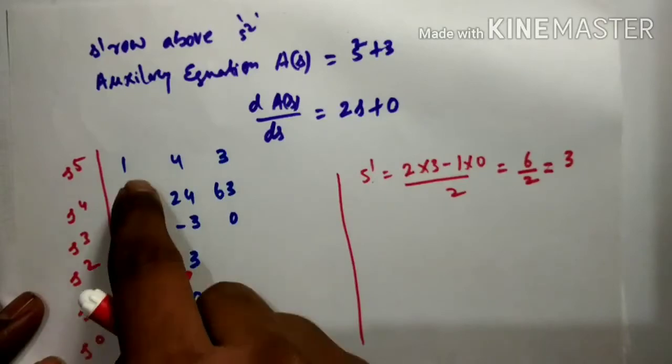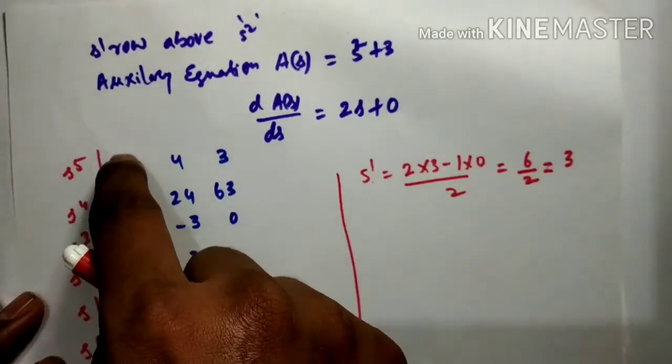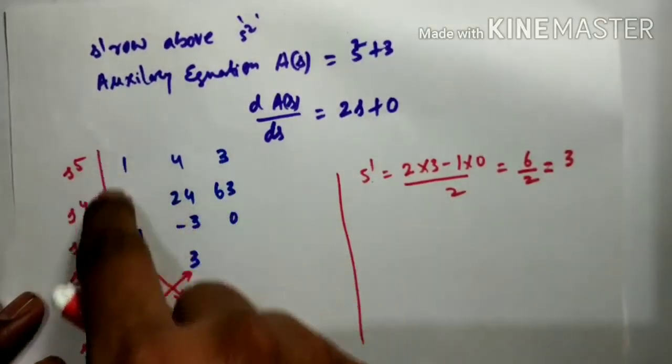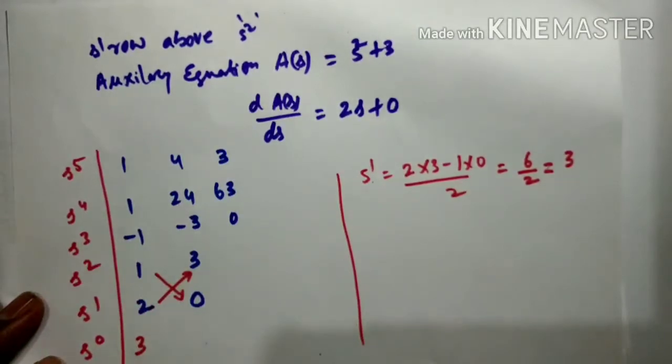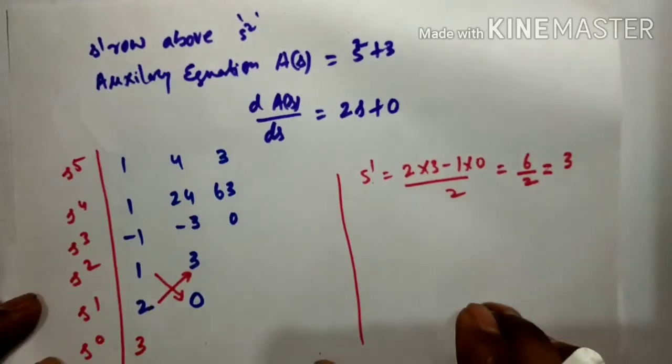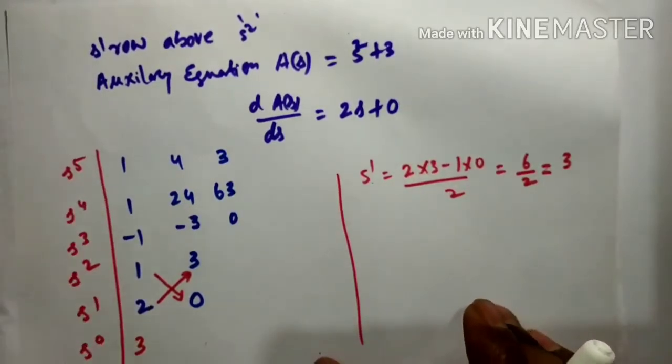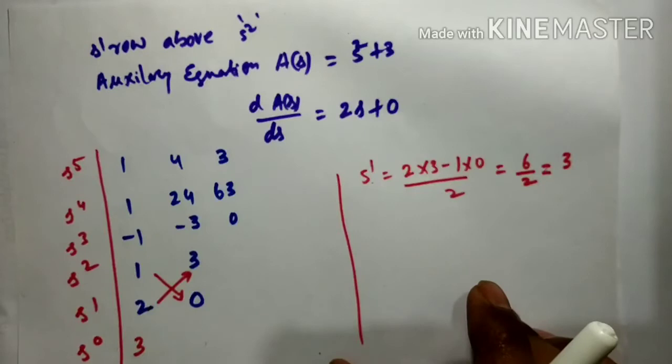If all elements of the first column are positive, or there is no sign change, then we say it is a stable system. But here there are sign changes. How many sign changes? We will see that.